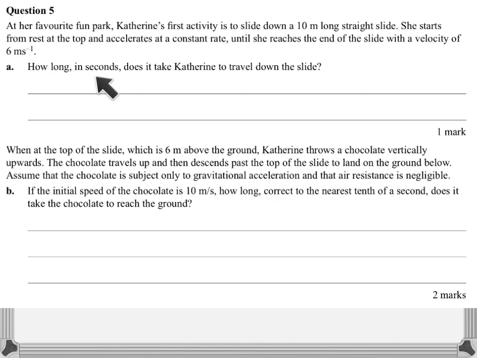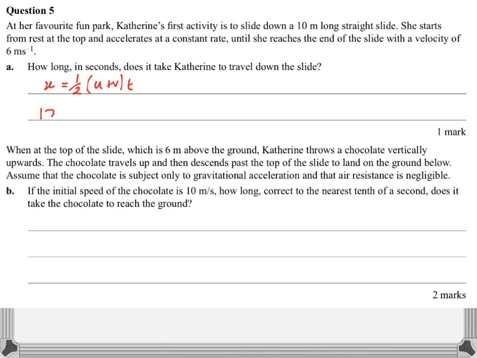How long in seconds does it take for Catherine to travel down the slide? Now, the slide is a 10 meter long, straight slide. Good, so x is 10. Now, she reaches the end of the slide with a velocity of 6. So that means v is 6. And she's starting from rest. So that means u is 0.